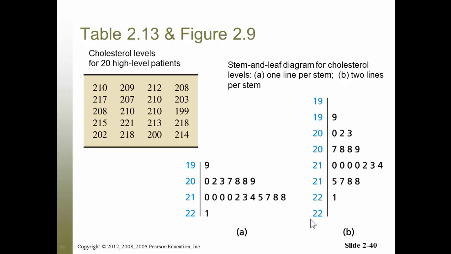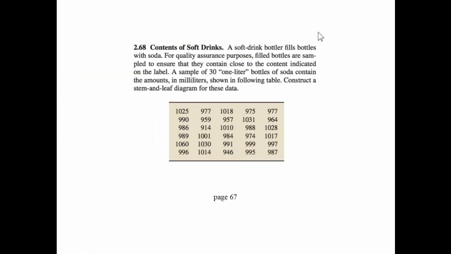Unfortunately, making stems this way is something that StatCrunch cannot do. But let's look at what it can do with a stem and leaf plot. In this case, we have bottles that supposedly have 1 liter of soft drink in them. Well, they don't have exactly 1 liter. Someone came along and sampled the collection of soft drinks and measured exactly how much was in each one.